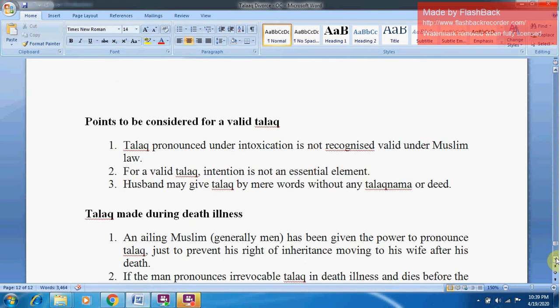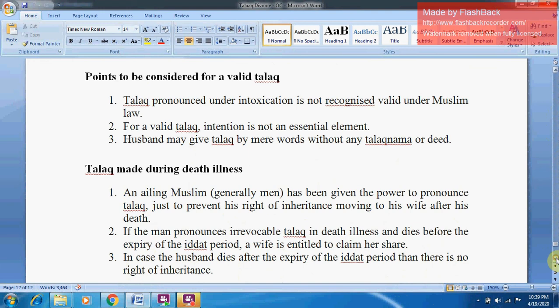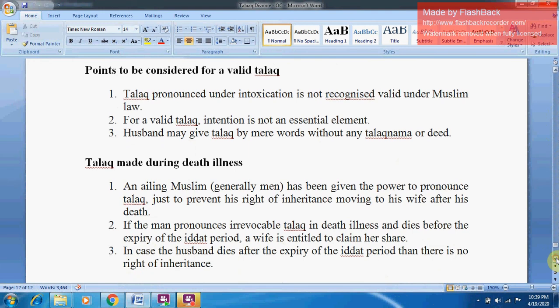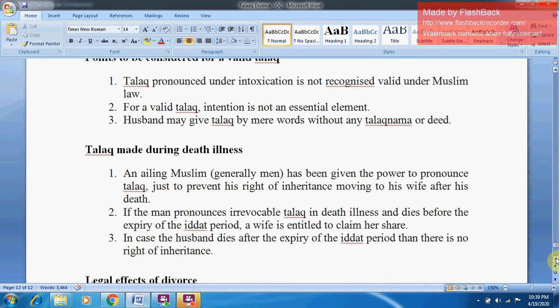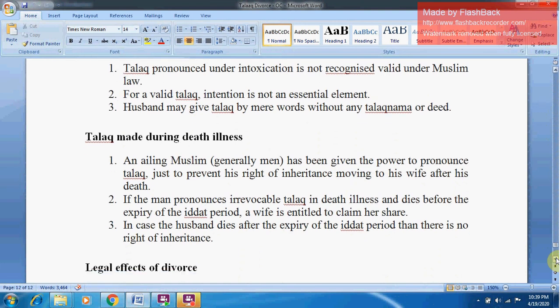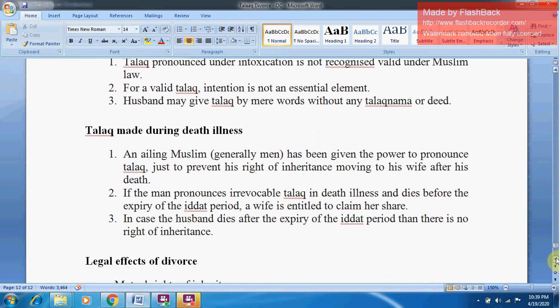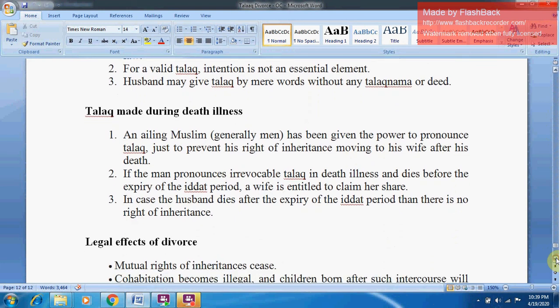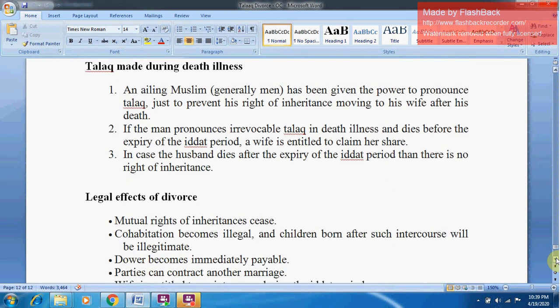Points to be considered for a valid talaq. Number 1, talaq pronounced under intoxication is not recognized as valid under Muslim law. Number 2, for a valid talaq, intention is not an essential element. And third, the husband may give talaq by mere words without any talaq-nama or deed. Talaq made during death illness. Number 1, an ailing Muslim, generally a man, has been given the power to pronounce talaq just to prevent his right of inheritance moving to his wife after his death.